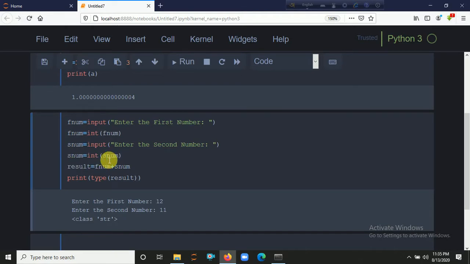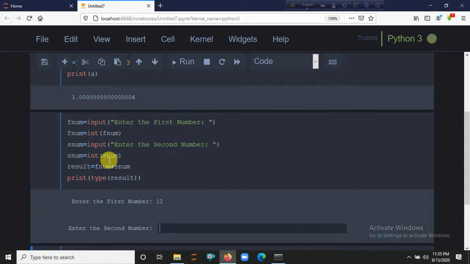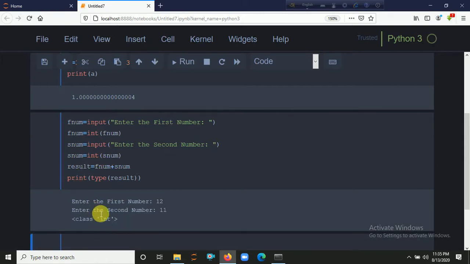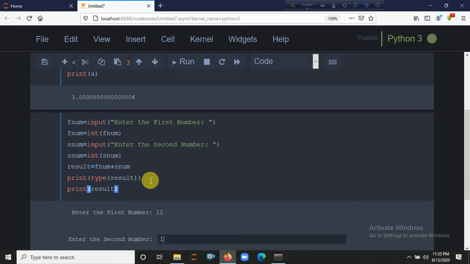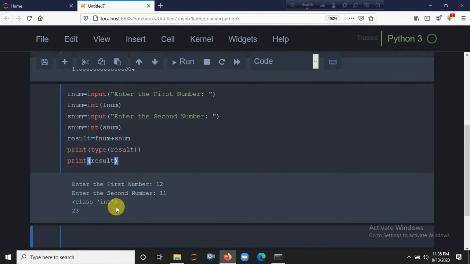Now if we run this program again, you can see the class is a string. We need to try again with 12 and 11. So you can see 23, and the class is an integer. Why integer? Actually, we converted it to an integer.